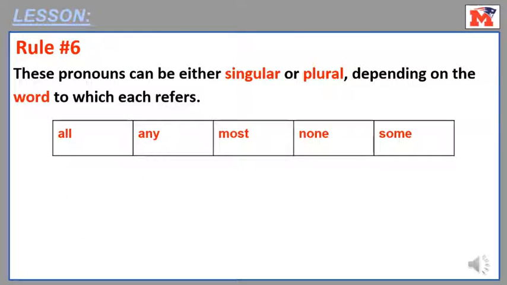And finally, I'm sure there's a round of applause for that, rule number 6. And it says, these pronouns below can be either singular or plural, depending on the word to which that pronoun refers. Those pronouns are all, any, most, none, and some. Again, stop the video so the class can write down the words and then continue.